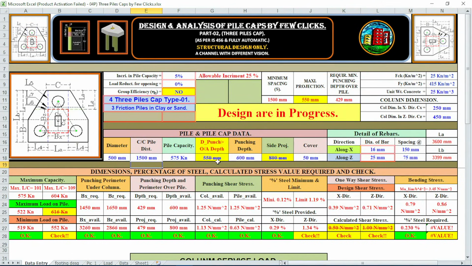Overall depth cannot be less than punching depth. So it must be more than or equal to, say we are considering 800. And side projection is equal to overall depth. If we put here, it is not okay. So we have to put 800.